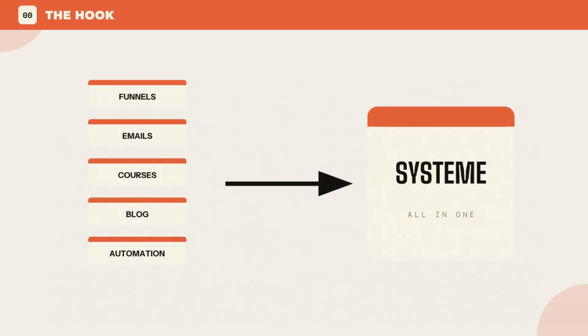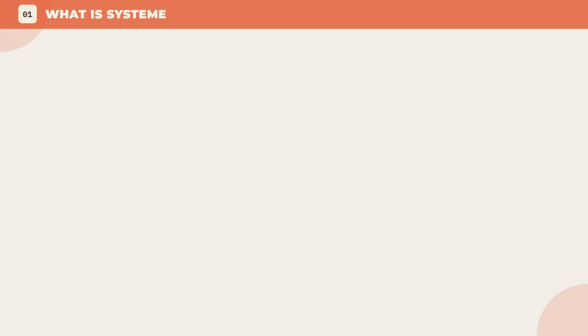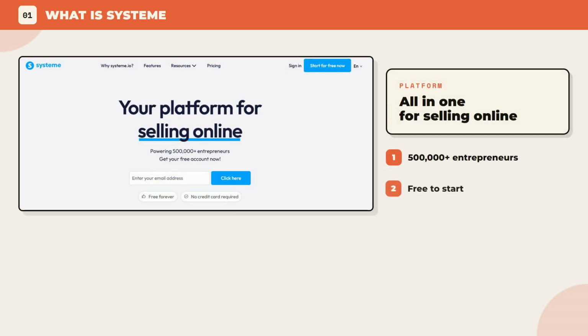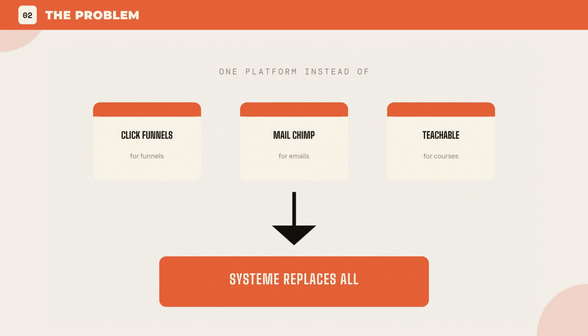What if one platform could handle your funnels, your emails, your courses, your blog, and your automation without paying for 5 separate tools? That is exactly what System does. System is an all-in-one platform for selling online. It powers over 500,000 entrepreneurs worldwide, and you can get started completely free. You do not have to buy a separate tool for funnels, a different one for emails, and another one for courses. System bundles all of that into one platform at a fraction of the price.